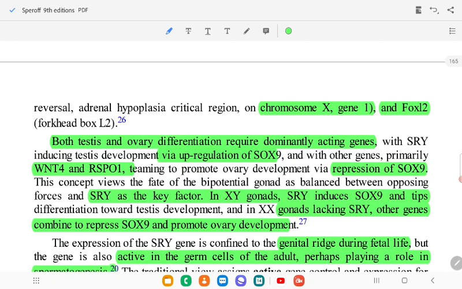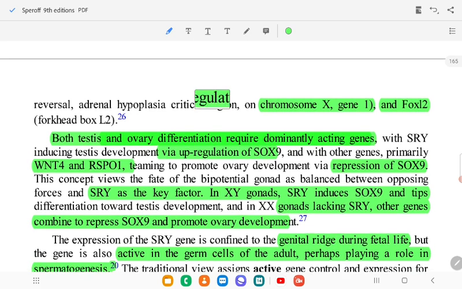Both testis and ovary differentiation require dominantly acting genes, with SRY inducing testis development by upregulation of SOX9, with other genes, primarily WNT4 and RSPO1, acting to promote ovarian development by repression.